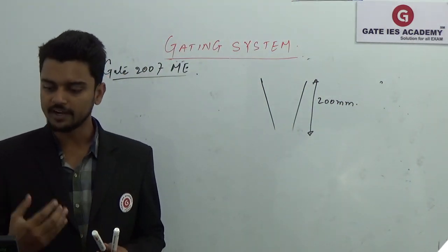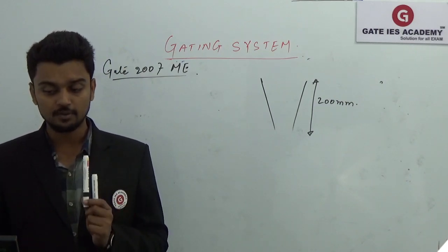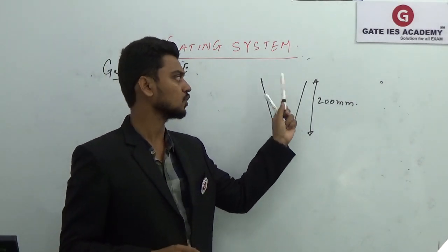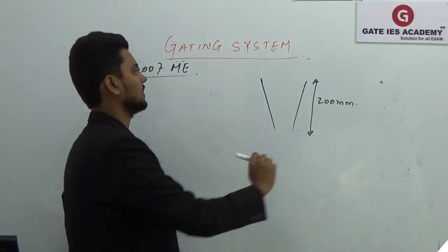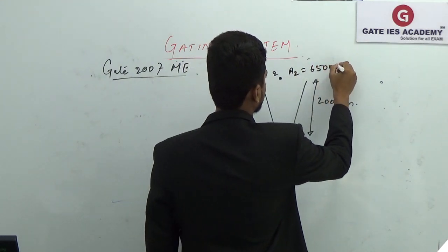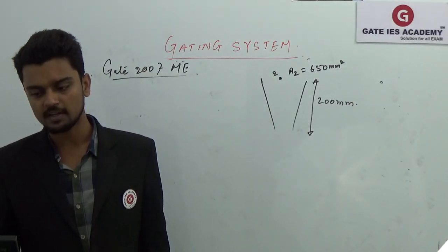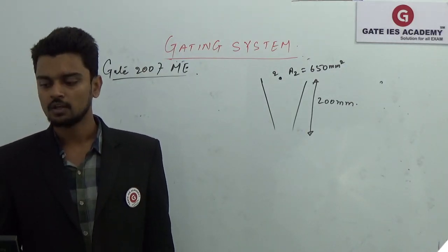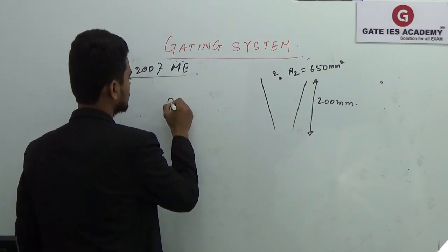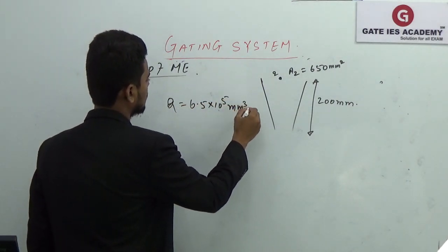A 200 mm long down sprue has an area of cross section of 650 mm square where the pouring basin meets the down sprue. So at this point, the cross section area is 650 mm square. This is your section 2, so A2 equal to 650 mm square. Now, a constant head of molten metal is maintained by the pouring basin. The molten metal flow rate is 6.5 into 10 to the power 5, means Q equal to 6.5 into 10 to the power 5 mm³ per second.